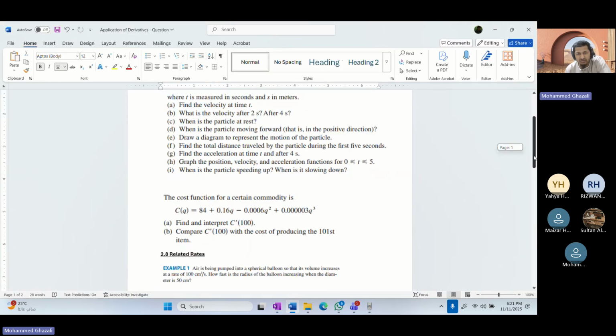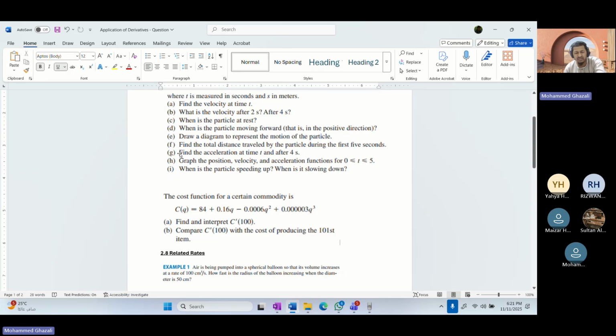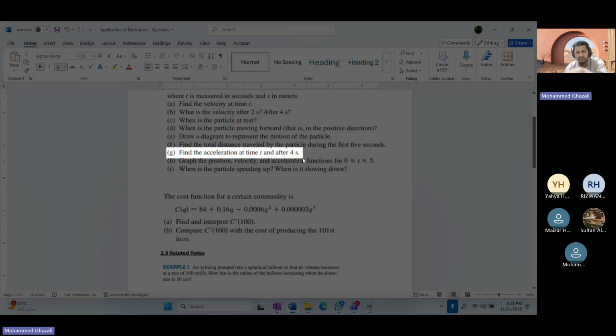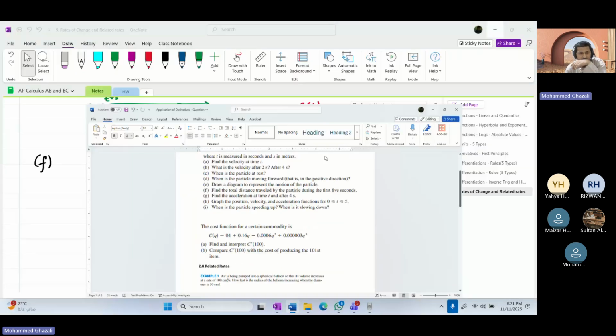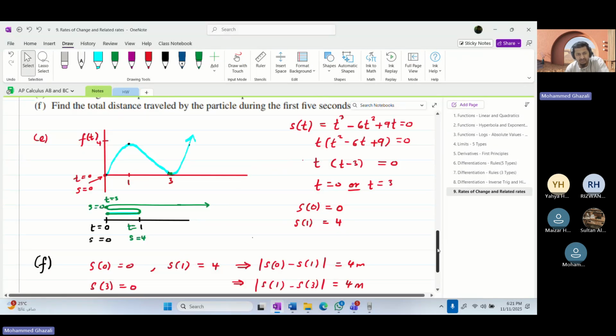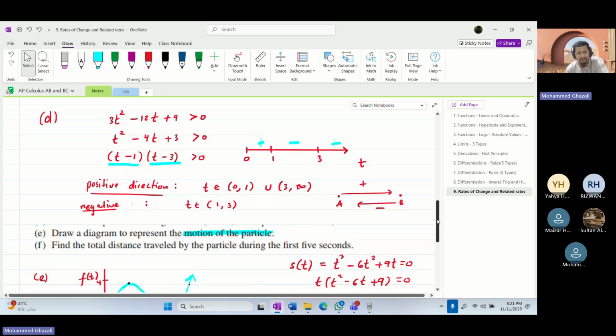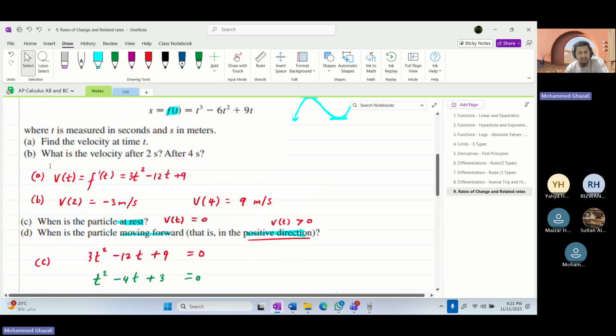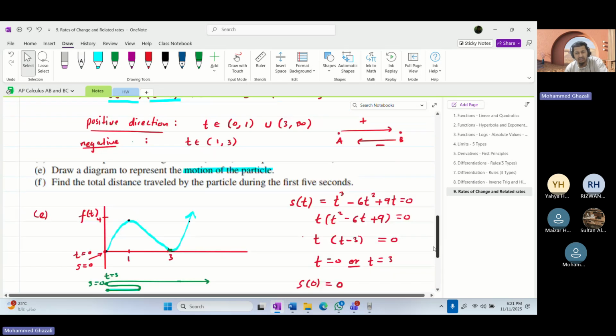All right, I'm not going to graph these things. I'm looking at G here now. Find the acceleration at time t after 4 seconds. So what is the acceleration? We need to find the double derivative. The single derivative is the velocity function, right? So let's find that. I'm just going to copy this part here because we're looking for acceleration.